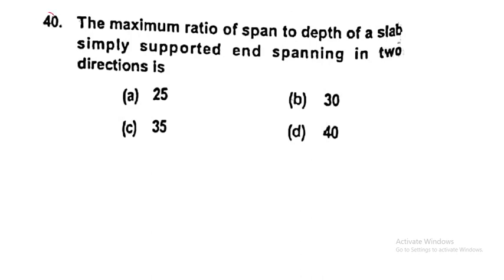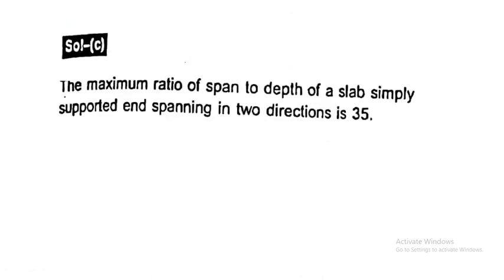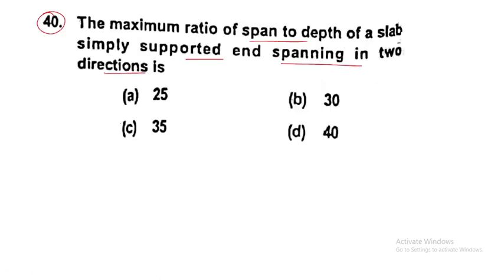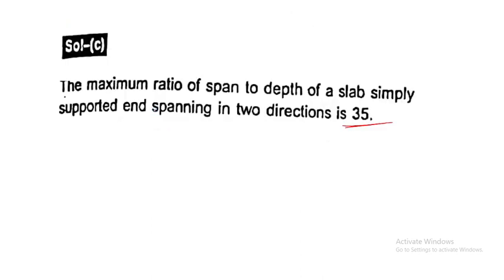Next question, question number 40. Maximum span to depth ratio of a slab, simply supported and spanning in two directions. They are asking for simply supported. I think you have remembered this already and done it in previous classes also. The maximum span to depth ratio of a slab simply supported and spanning in two directions is 35. So 35 is the answer for the given question.